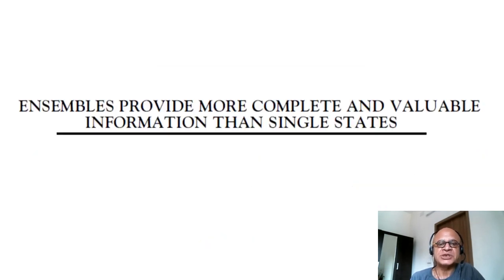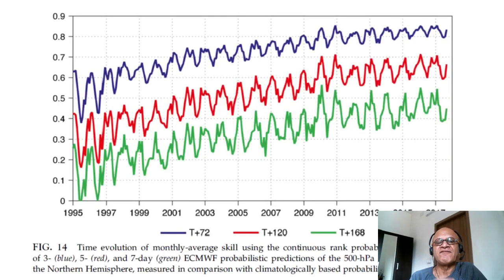So this is a section title, but more as a statement, so I just left it as a separate slide. Ensembles provide more complete and valuable information than single states. So when we say deterministic forecast, we mean only one integration, which used to happen when the weather prediction business started, for example. And probabilistic forecasts evolved out of this ensembling approach, where I said before that ensembles give us a sense of various states that Mother Nature could have taken with different, slight differences in initial conditions.